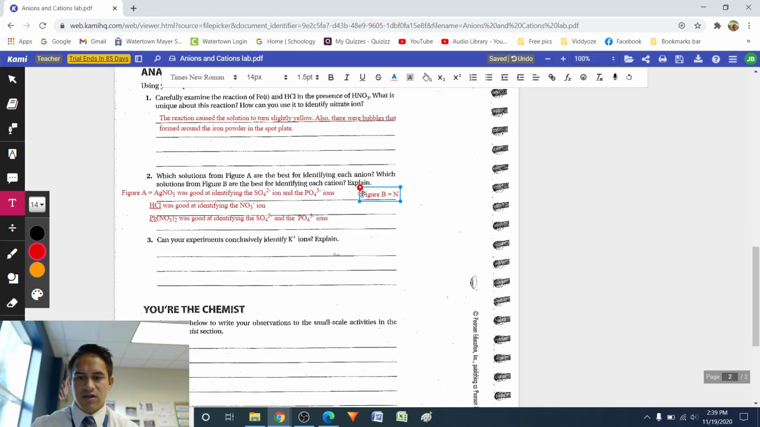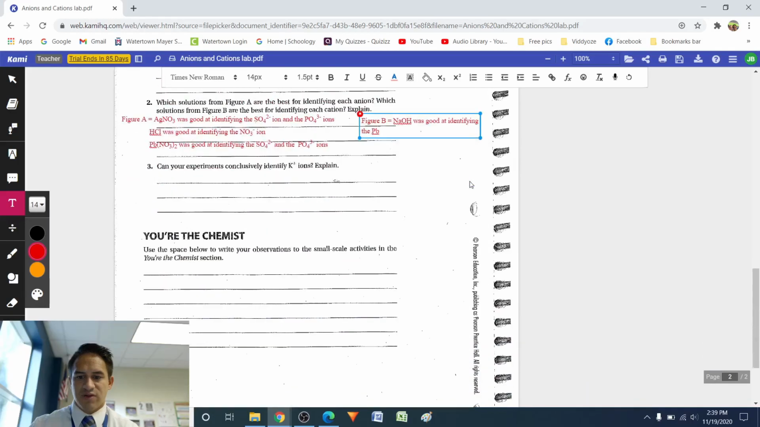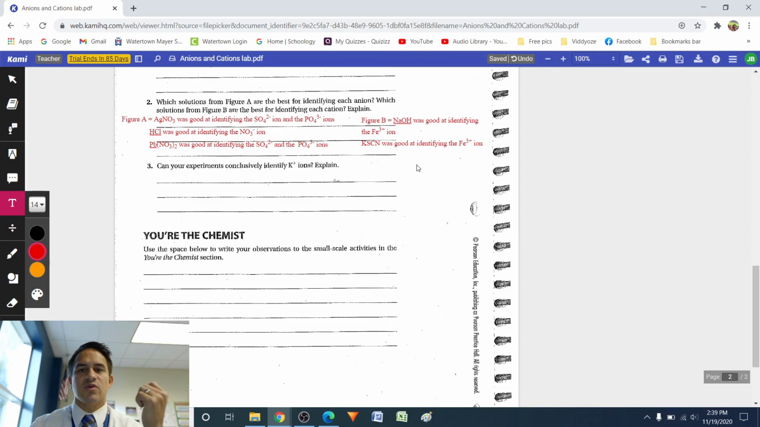the NaOH was good at identifying the, was it the iron 3, the Fe3+ ion. And then we can also say the KSCN was good at identifying the, there we go, the Fe3+ ion. So they were both good at identifying the iron 3 ion. There we go. Okay, so that's what the question is asking.